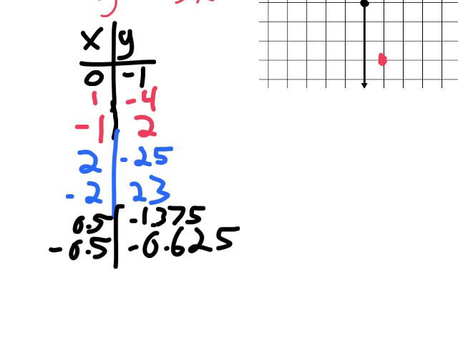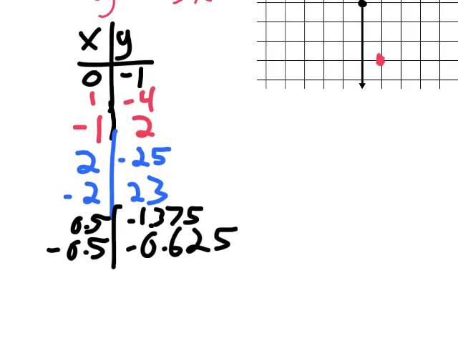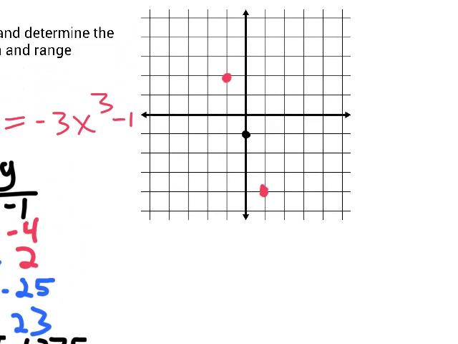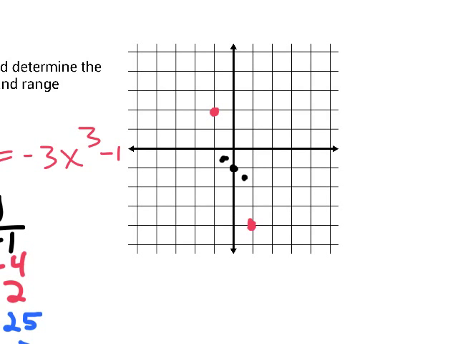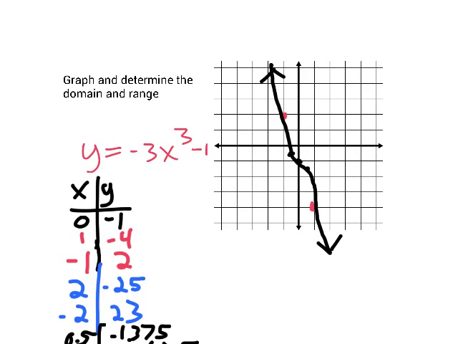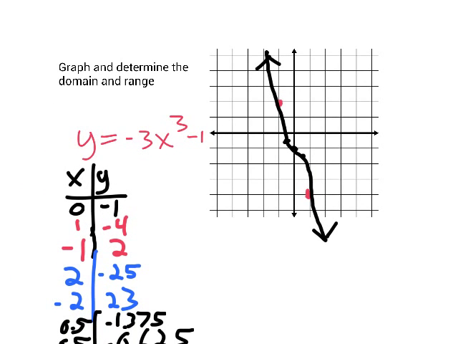That's what I got when I got those two x numbers. So when I plugged in 0.5 and negative 0.5, putting those dots on our graph, something like this. And so we're starting to get a rough idea of what the graph looks like. Something like that.